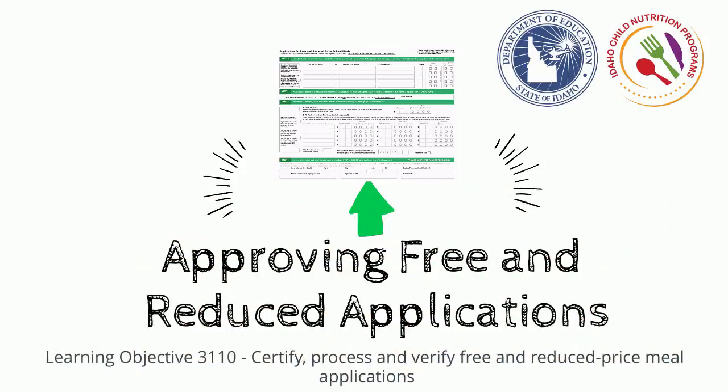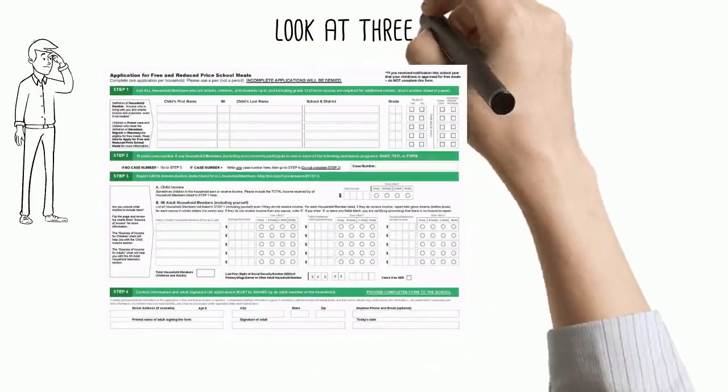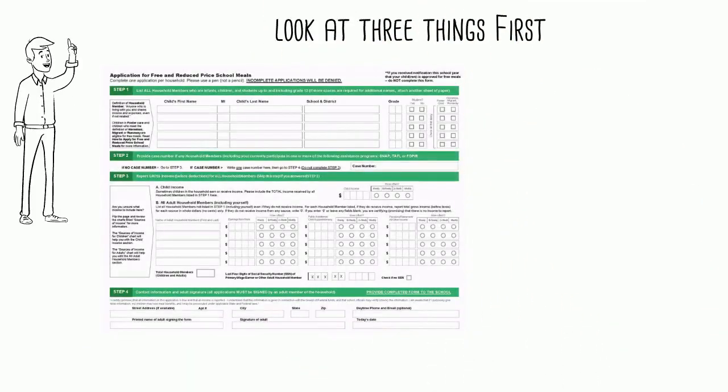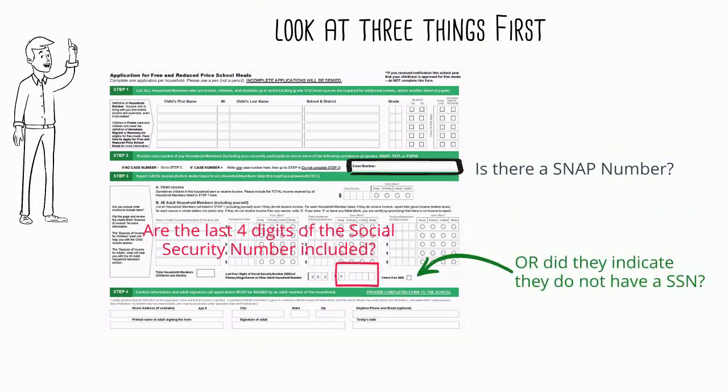Approving free and reduced applications. When you get an application, look at three things first. Is there a SNAP number? Are the last four digits of the Social Security number included, or did they indicate they do not have a Social Security number? Is it signed? These are very important.